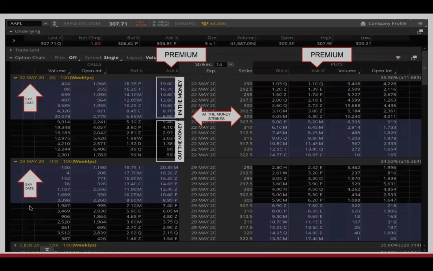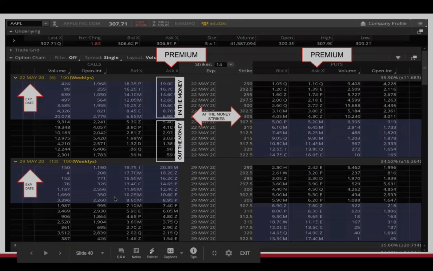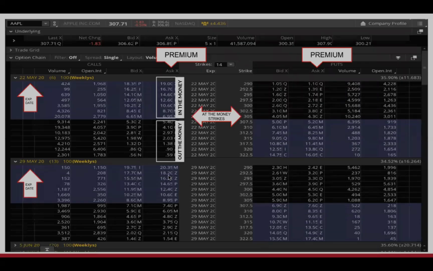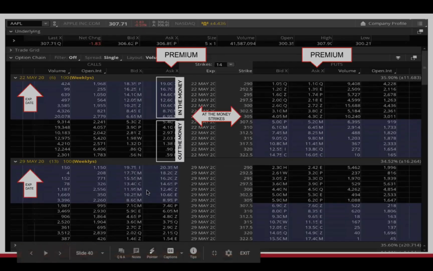Now, remember, the further you go out, the more expensive an option is going to be. Just like if I was renting a Mustang for a week, if I wanted to rent it for a month, it's going to cost me more to rent that Mustang for a month than it would for a week. So naturally, in the options world, if I'm renting stock, the further you go out, the more expensive it's going to be. All right. So the premium is the ask.